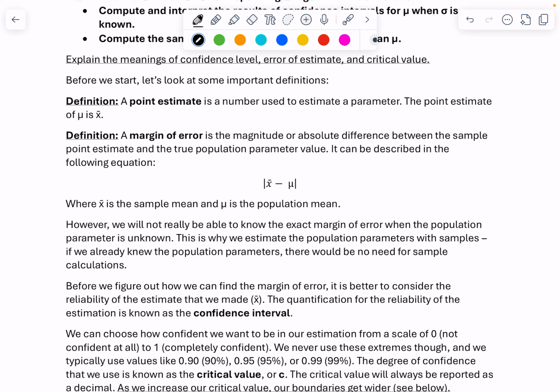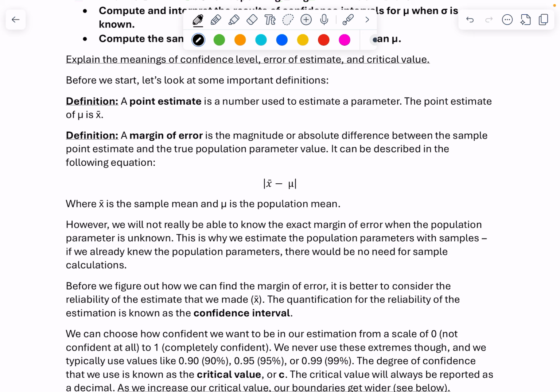So a point estimate is a number that's used to estimate the parameter. So in this case, when we're talking about estimating our population mean, we're really going to just be using our sample mean. And this was a concept that we talked about in previous chapters, but now we're going to start seeing an actual application to it.